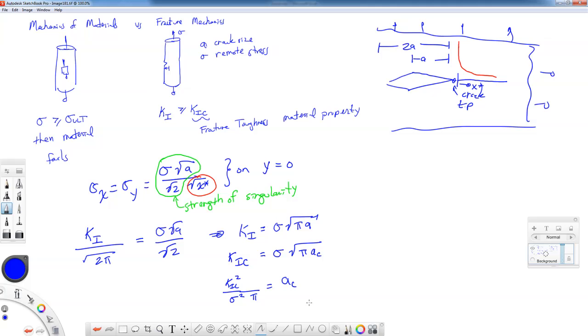Another thing that we can do is, if we know that we have a fixed crack length, then I can find out what critical stress would cause this material to fracture.